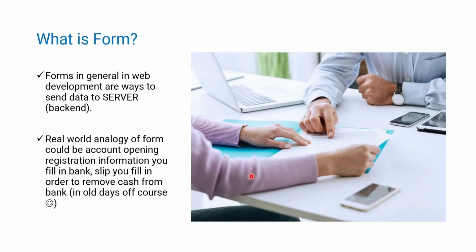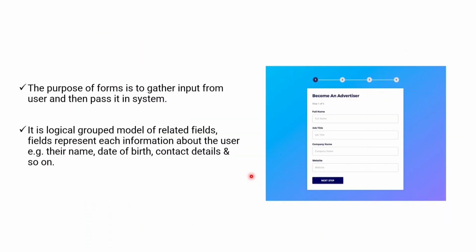Or for example, in the old days when you went to a bank and wanted to withdraw some cash, you used to fill in a slip and hand it over to the cashier. On the basis of the information on that piece of paper, the cashier could find out the exact account of the customer who is requesting to withdraw cash. The purpose of a form is to gather input from the user and then pass it to the system.